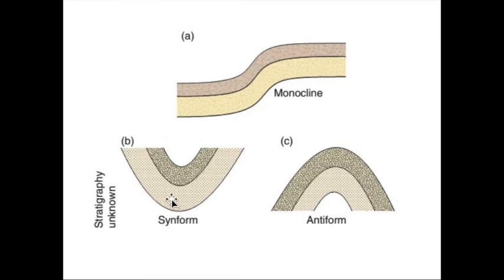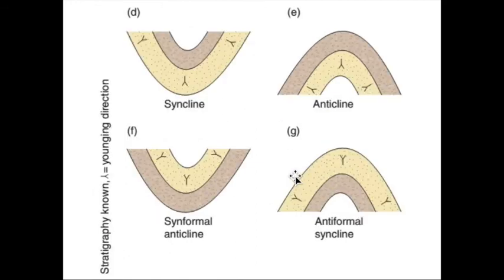Examples of a monocline, a synform and antiform, where we don't know the relative ages of the two layers that are shown. And here we're showing the younging direction. So these little Y-shaped things are pointing in the younging direction. So these rocks are not upside down. So this would be like the surface of the earth up here. So this is a normal syncline, a normal anticline. And then if we were to flip these over, we get our antiformal syncline, synformal anticline. Don't worry too much about those.